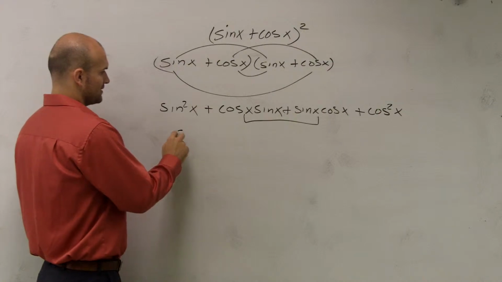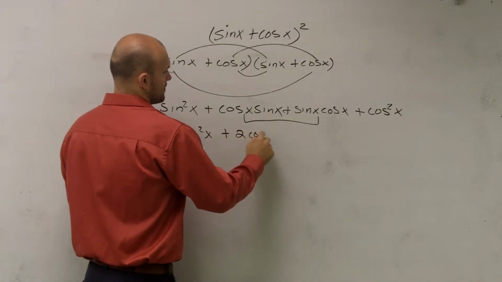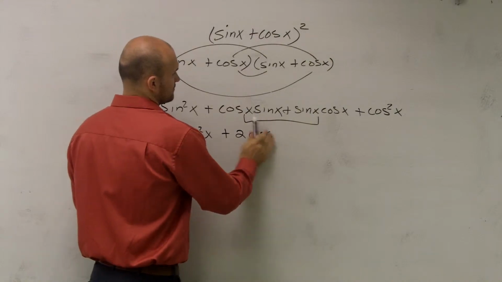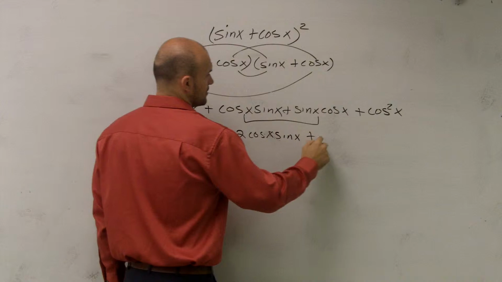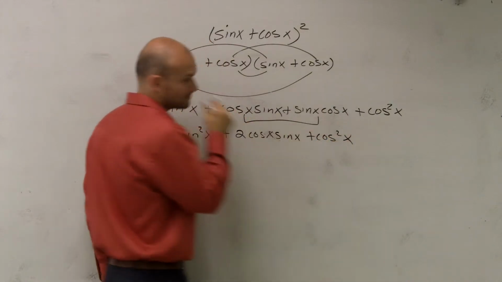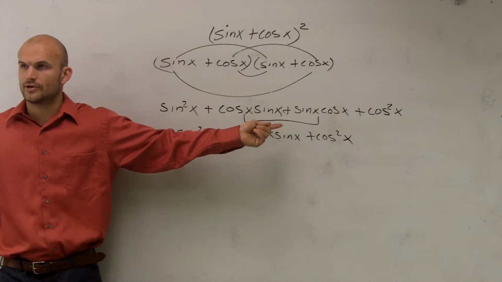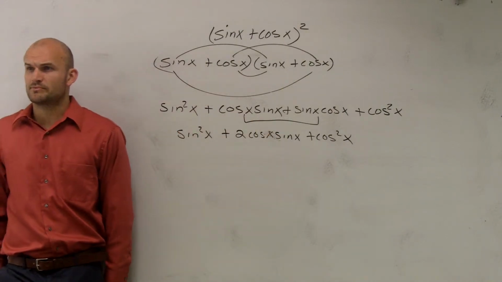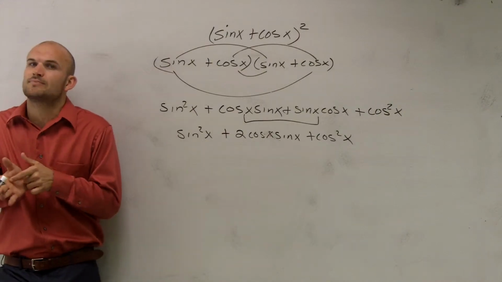So therefore, I'm left with sine squared of x plus 2 cosine of x sine of x plus cosine squared of x. Did everybody see I combined these two? Okay. Now the next thing we need to do is, remember, we're trying to simplify, right? So we're trying to get the least amount of terms as possible.